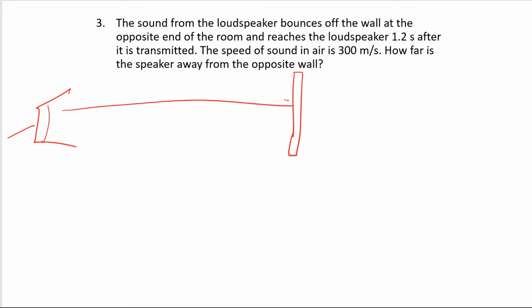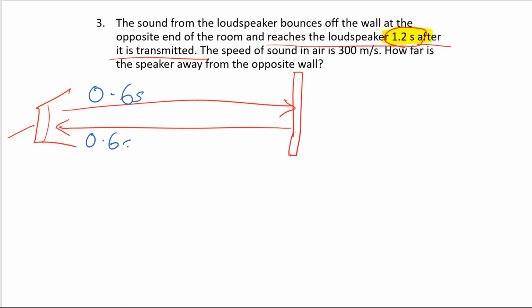The sound from the loudspeaker bounces off the wall and it reaches the loudspeaker 1.2 seconds after it's transmitted. So the sound is transmitted, hit the wall, come back. The entire journey is 1.2 seconds. So what you can then do to help yourself is to write down, therefore, each journey takes 0.6 seconds, right? So to and fro is 1.2 seconds. So one way would be 0.6 seconds. So I'll write this information down.